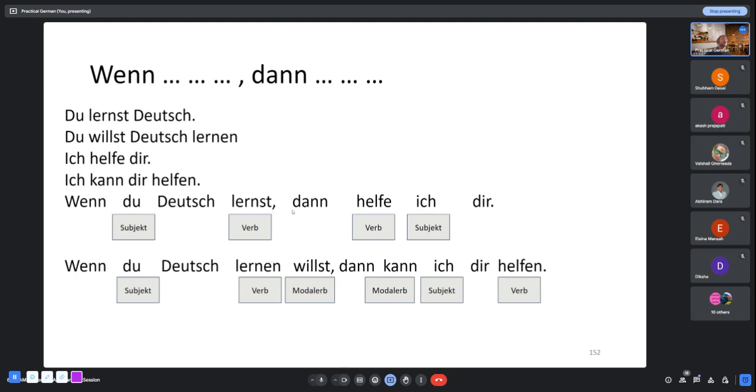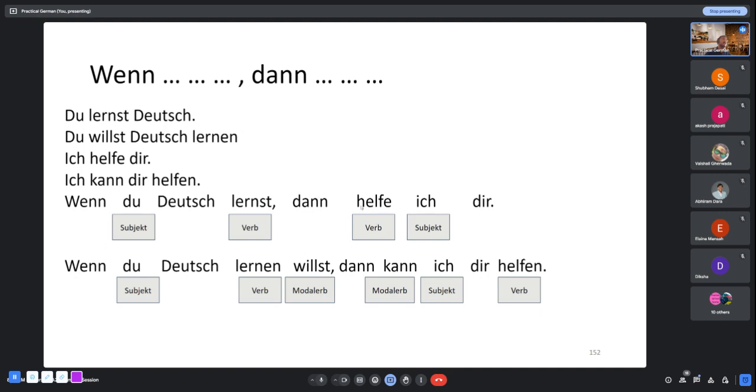What about dann? So here the sentence was ich helfe dir, but whenever you want to say dann over here, check how it happens. So it's no more ich helfe dir, it is helfe ich dir. So what you need to remember is that when you use wenn, the conjugated verb is at the last position. When you use dann, the conjugated verb is just after the conjunction. Again, when you use wenn, the conjugated verb is at the last position. When you use dann, the conjugated verb is just after dann.